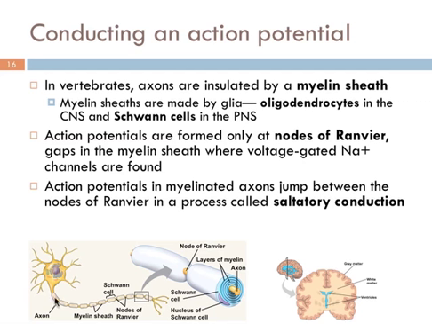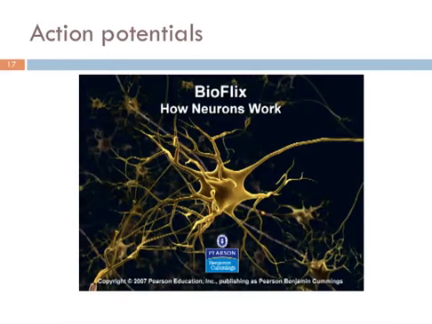So the action potential jumps from node of Ranvier to node of Ranvier here in a process called saltatory conduction. Saltatory because we're talking about ions or salts. It's hard to visualize that, so let's take a look at a video summarizing the action potential.